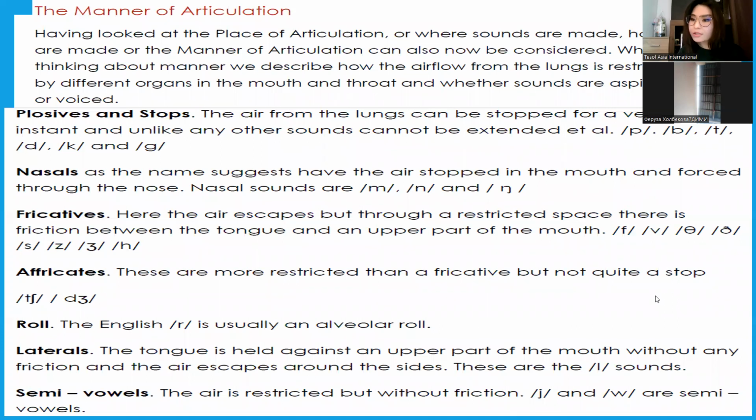We have nasal sounds that stop in our nose. We have fricatives, affricates, roller sounds, laterals, and semi-vowels. And interestingly, the sounds Y and W are semi-vowels. That's why the sound Y makes it difficult for our learners to choose A or AN in front of it. Also, the letter Y and the sound Y sound like they are the same, but we choose the article depending on the sound, not depending on the letter.